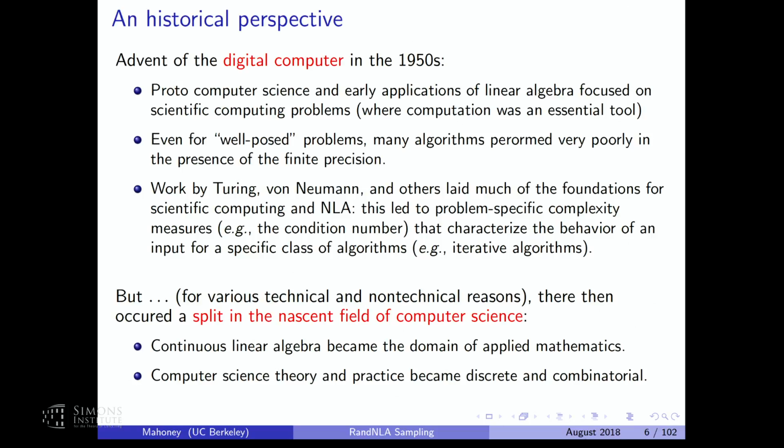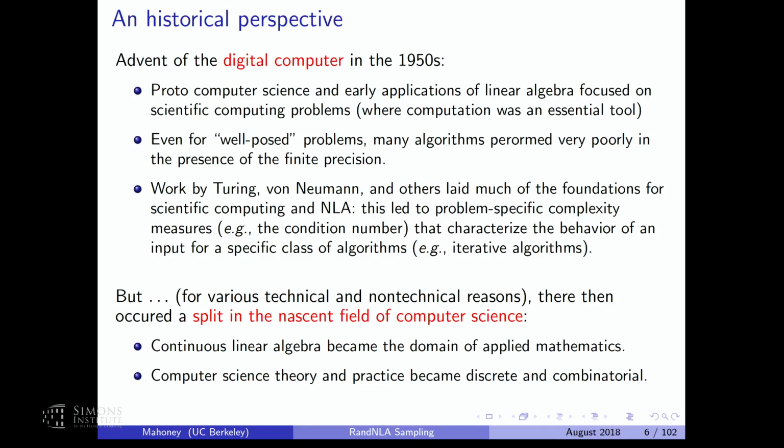In early work, Turing may be known for the Turing machine, but if your background's in numerical analysis, you know that he and von Neumann and others had early work in numerical analysis where they addressed these very questions. And this led to problem-specific complexity measures, like a condition number. One notion of a condition number is the top-to-bottom eigenvalue ratio. You saw a different notion of conditioning this morning for an optimization problem. The point of a condition number is that it's a problem-specific or input-specific complexity measure that says how hard this input is for a specific class of algorithms. We'll get back to that. The traditional condition number is how hard this input is for a class of iterative algorithms, like conjugate gradient or something.